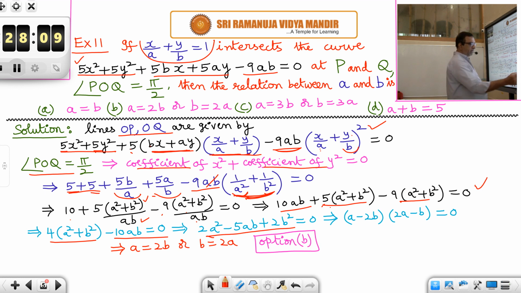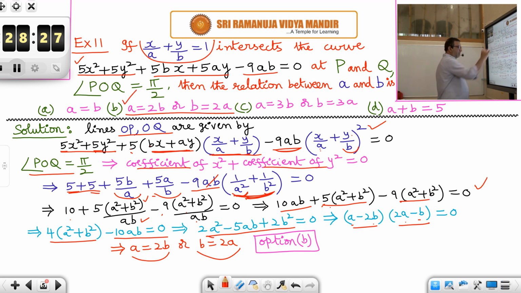You will get the factors for this. (a minus 2b) into (2a minus b). These are the factors. Is equal to 0 means a must be equal to 2b or b must be equal to 2a. Okay. a must be equal to 2b, b must be equal to 2a means option B is correct. Okay, let us see the next example number 12.